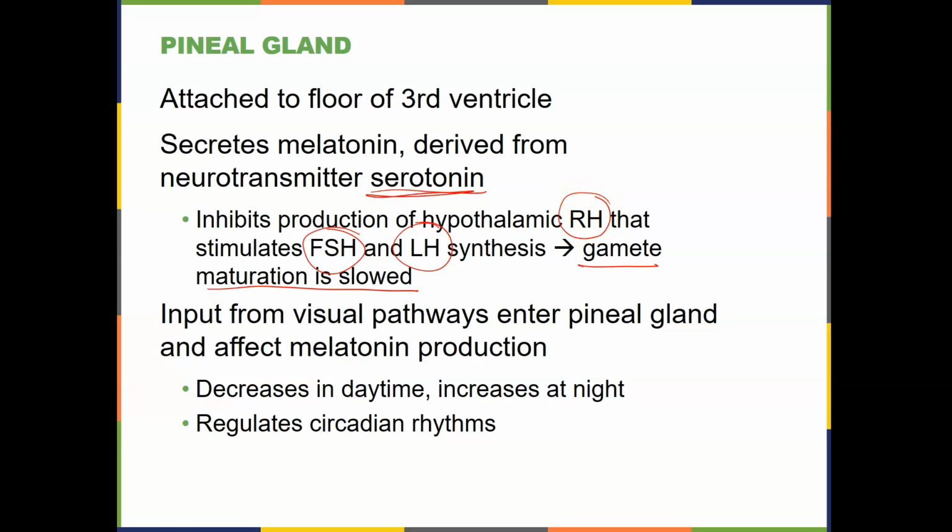The cells that make melatonin are linked into the visual pathway to help measure light levels. So it decreases in the daytime and increases at night. Melatonin secretion decreases in the daytime because light is bright. It increases at night because light is dim. And that helps regulate our other circadian rhythms.